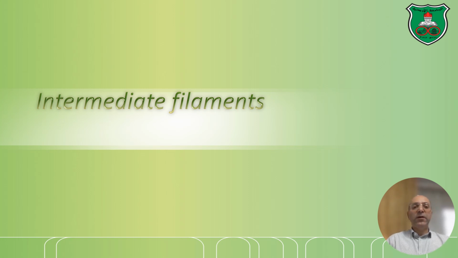So in this part, we'll be talking about intermediate filaments, the third cytoskeletal structure that exists in cells. We first talked about the actin filaments, then we talked about the microtubules, and here we'll be talking about the intermediate filaments.